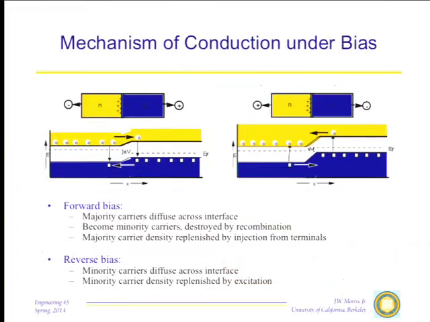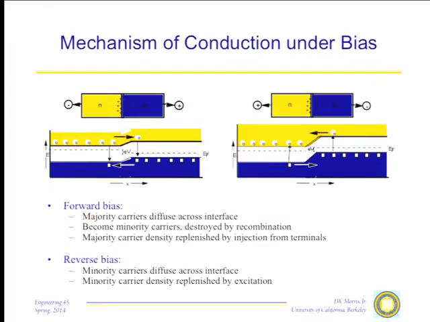In forward bias, the majority carriers diffuse across the interface. They become minority carriers over here. They're immediately destroyed by recombination. And the majority carrier density determines the current and it's replenished by injection. You want to see what's happening here. These electrons at the bottom of the conduction band are capable of moving forward. They move forward. As soon as they get to this side of the junction, they encounter a high density of holes, and they are therefore annihilated. So the electrons come over here, meet the density of holes, and they're annihilated right here at the interface.